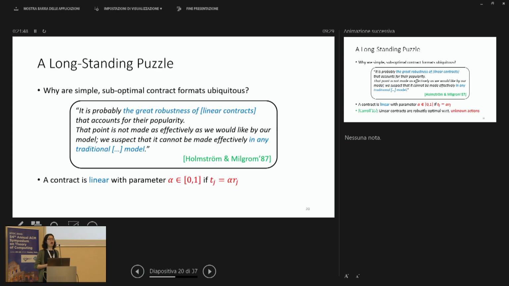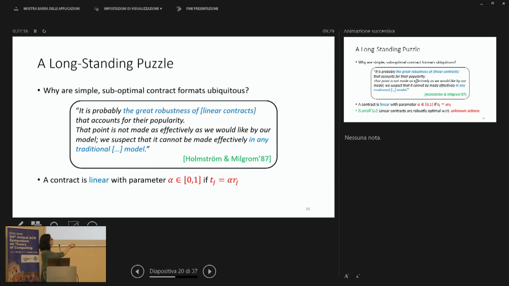This puzzle has of course been noticed by economists, and Holmstrom and Milgrom put it very nicely. They particularly look at a subclass of simple contracts that's called linear. And this is going to be very central to everything I have to say till the end of this part of the tutorial. So let me tell you what linear contracts are. Luckily, it's really simple.